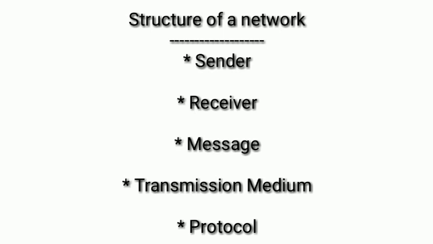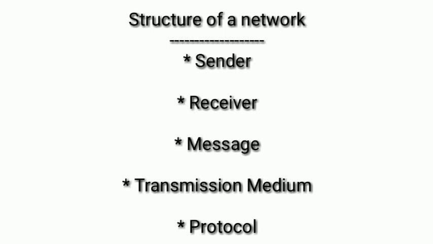In a network, there will be a sender and there will be a receiver. Message also will be there for sending from one location to another location, or from sender to receiver. Then in between sender and receiver, there will be a transmission medium. It may be cable or wire or wireless like radio waves, etc. Then protocol, some set of rules and regulations will be there in a computer network or a data transmission.